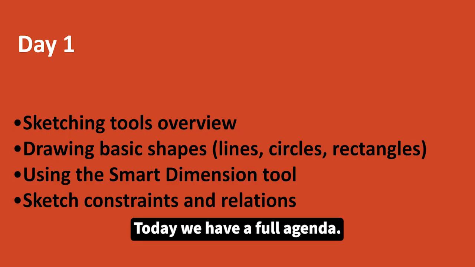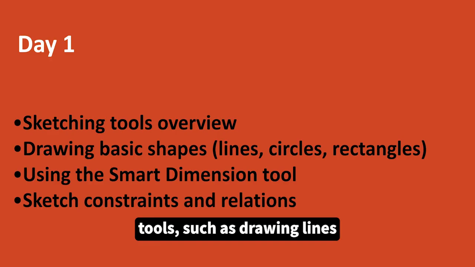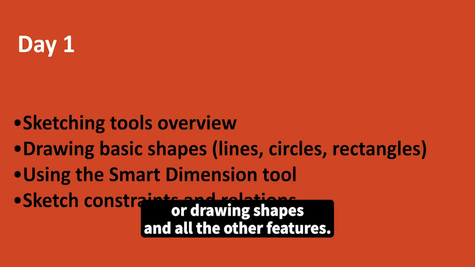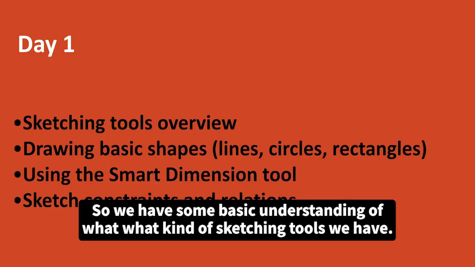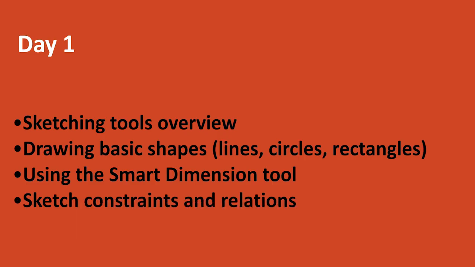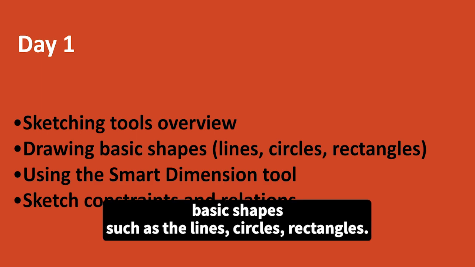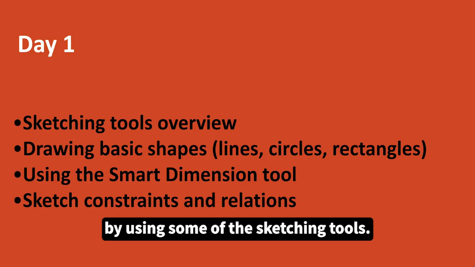Today we have a full agenda prepared. The first thing is we're gonna go through some sketching tools, such as drawing lines or drawing shapes and all the other features. I'm gonna go through more detail so we have some basic understanding of what kind of sketching tools we have. And secondly, we're gonna go through drawing basic shapes such as lines, circles, and rectangles. We even have more different shapes we can create by using some of the sketching tools.